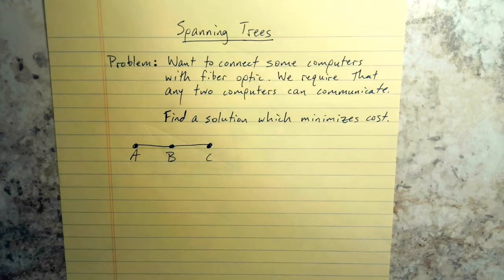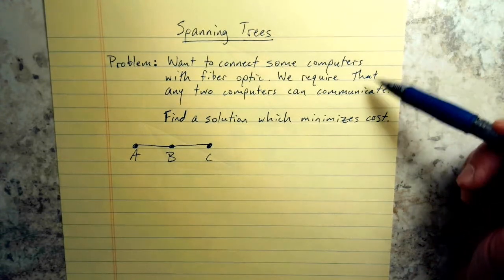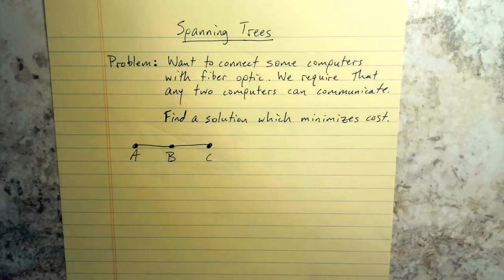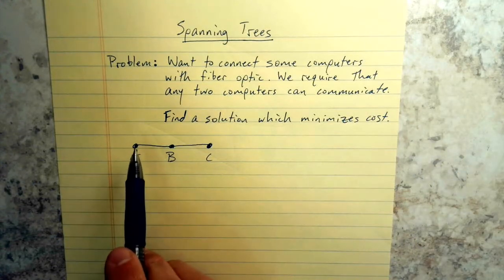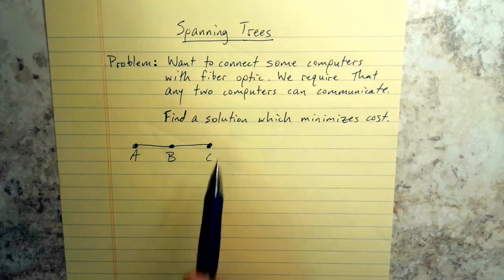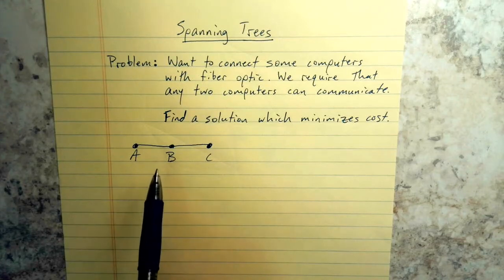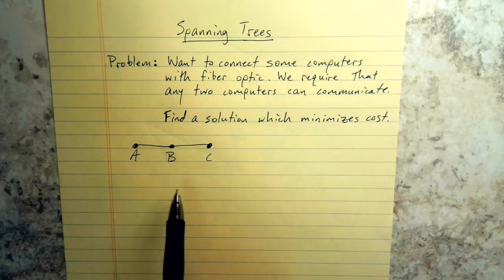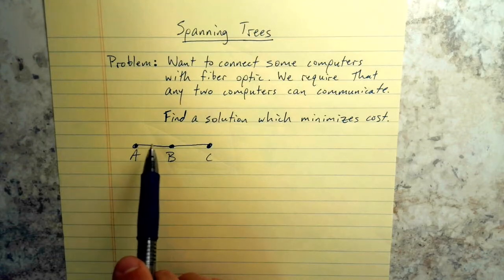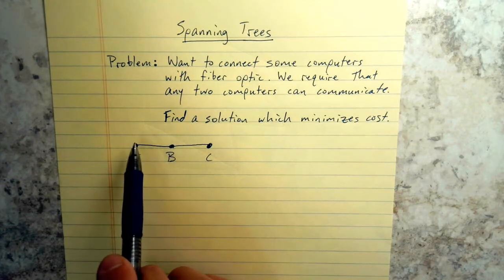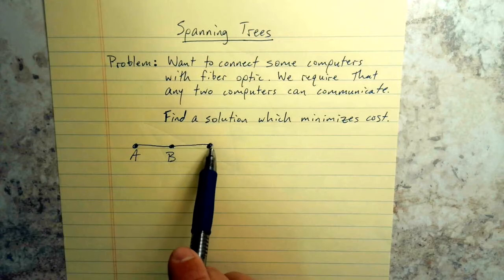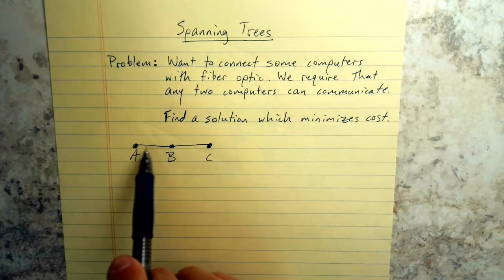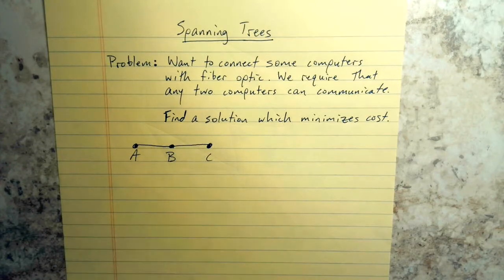So obviously we're going to represent this network of computers by a graph. And the computers are represented by vertices, that's the dots, and then connections between computers, or potential connections, are represented by lines. Those are edges. So we have vertices A, B, and C, and we have edges: the edge AB, the edge BC.